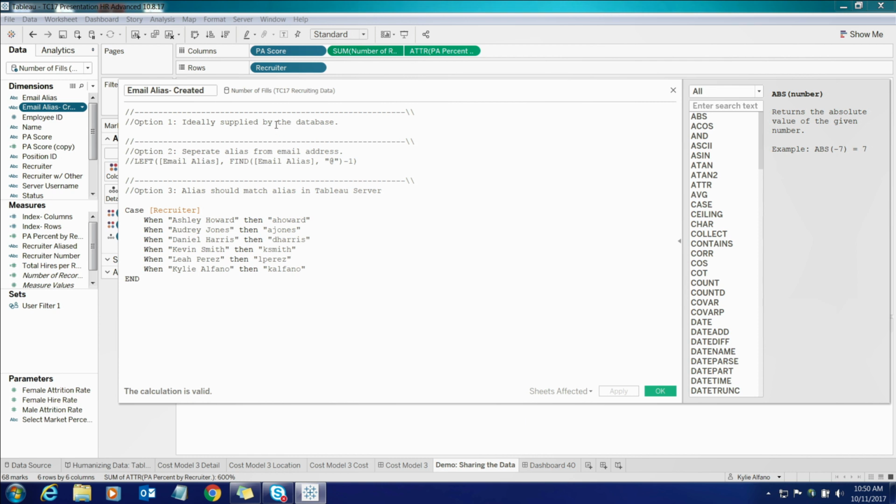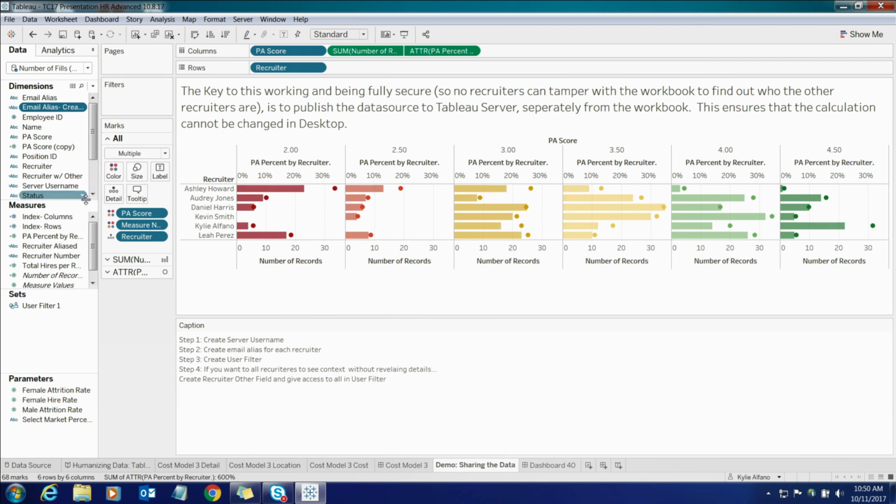One is ideally it's supplied by the database, but we all know that a lot of the times it might not actually be there. So maybe you have their full email, such as Kylie Alfano at Tableau, where you want to break at the ampersand symbol and just include the K Alfano. Third option would be you don't have it in there at all, and you're not able to modify anything. So you could write a case statement so that when the recruiter is Ashley Howard, this would be the email alias. So kind of 3 options to be able to get that email alias into the data set that you guys are working with. Once you have that email alias created, you want to create that user filter.